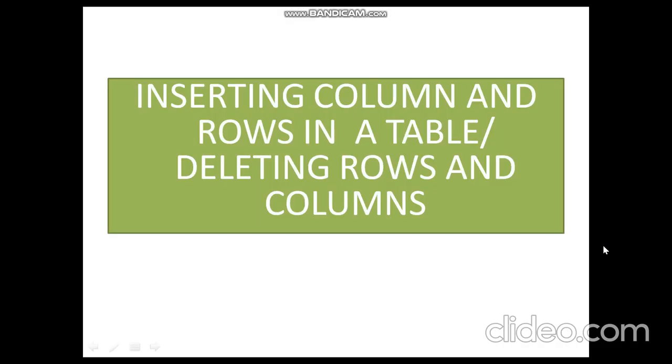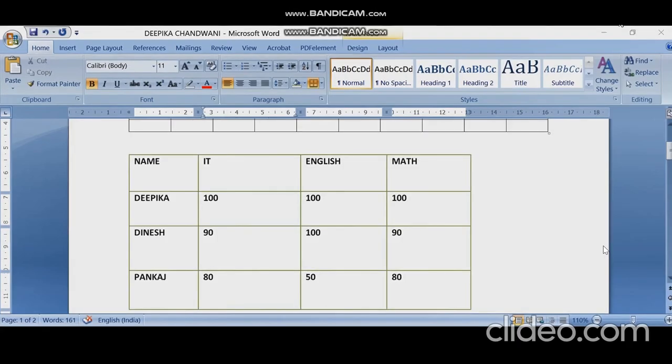Inserting columns and rows in a table, or deleting rows and columns. For modifying the table after entering data, you can make changes in the data as needed. You can insert a row, column or cell in a table to accommodate new contents. Similarly, you can delete and modify rows, columns and cells from a table. Now, how to insert a column or row in a table.